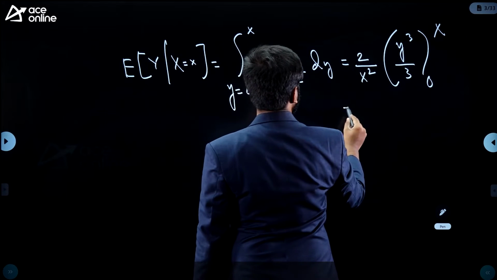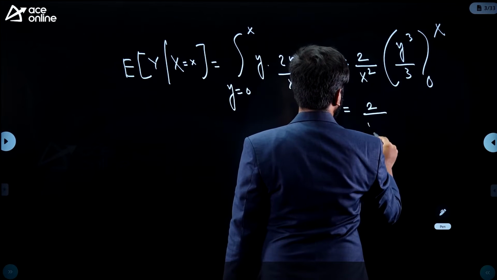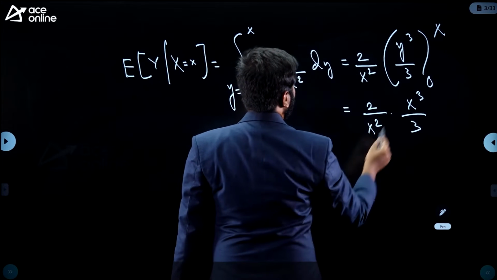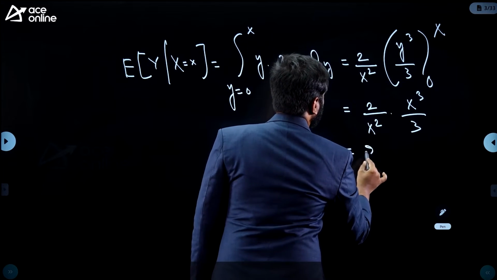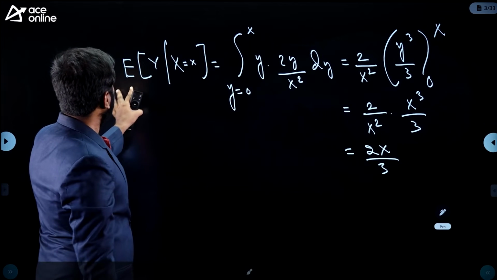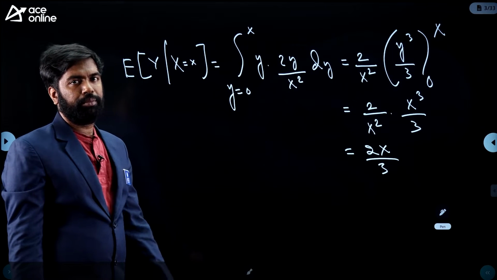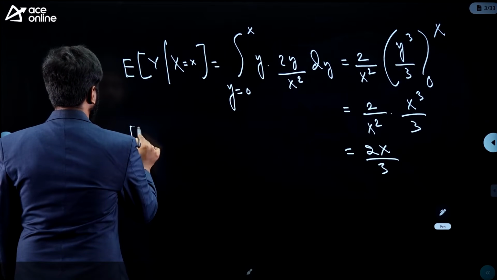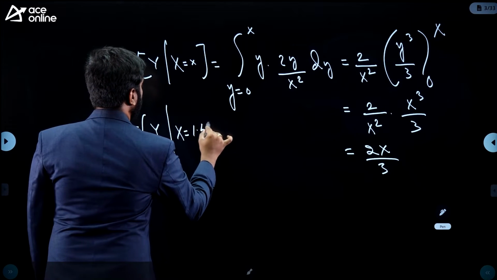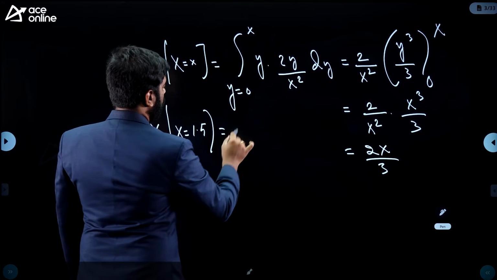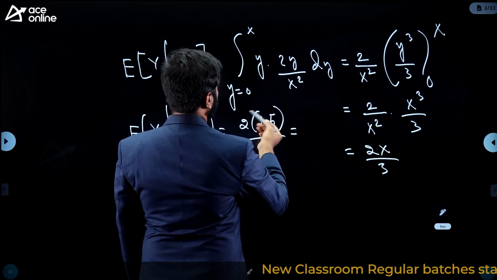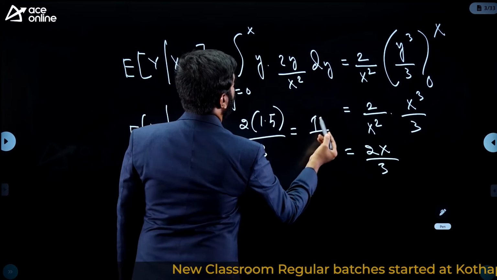After substituting the limits, let's see what happens. This is 2 by x square and this is x cube by 3. After cancellation, it is 2x by 3. So this is your conditional mean of y for a given x. In the question, they asked what is the expected value of y for x equal to 1.5. So it is 2 into 1.5 by 3. The numerator is 3, the denominator is 3, hence the ratio is 1.